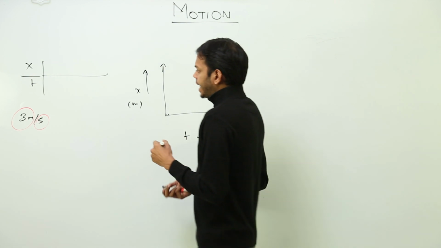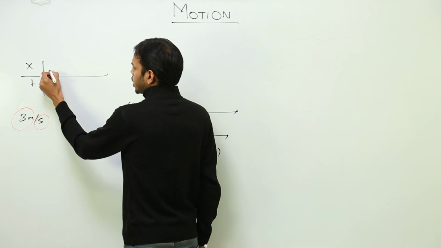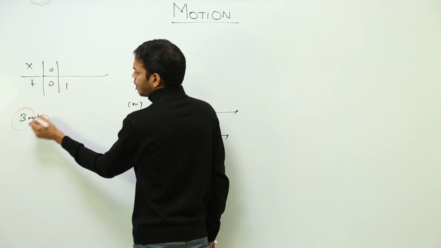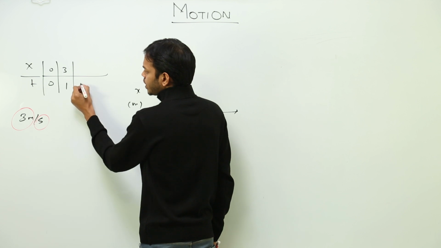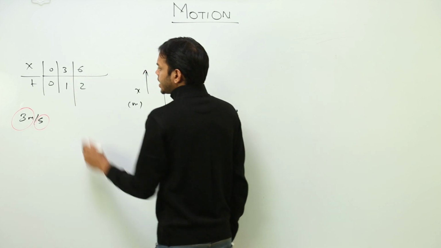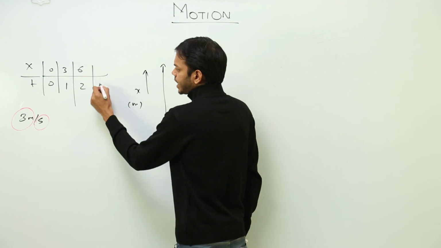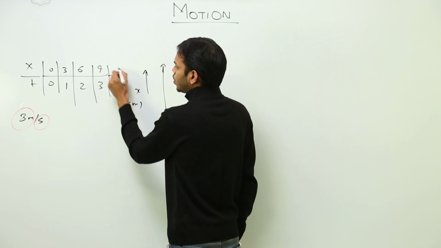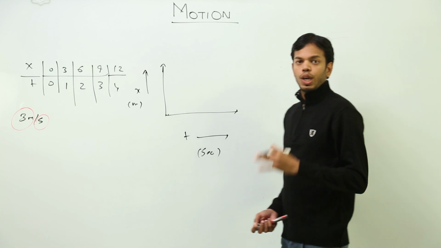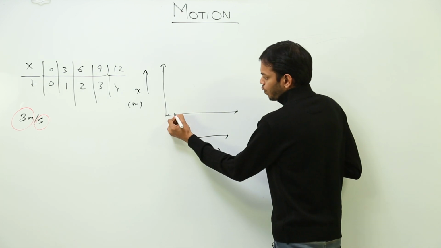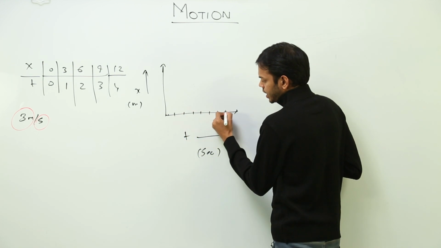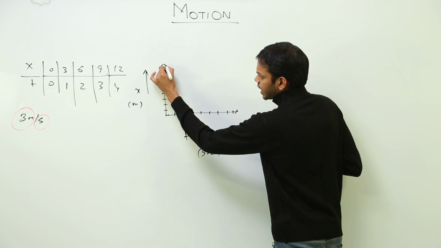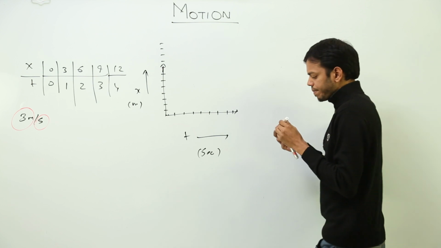So at t equal to 0, the object was at 0. Then at 1 second it covered 3 meters. In 2 seconds it covered 3 more, which means the distance covered is 6. In 3 seconds it covered 3 more meters, that means 9, then 12, right? So if I plot this up, 1, 2, 3, 4, 5, 6, 7, 8, and 1, 2, 3, 4, 5, 6, 7, 8, 9, 10, 11, 12, okay?